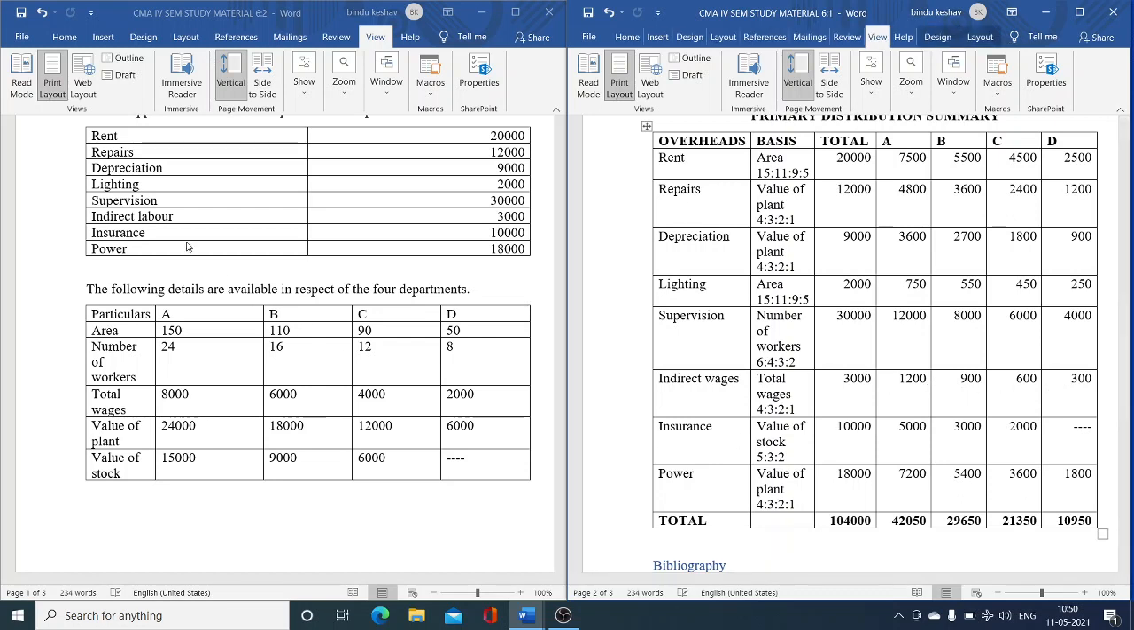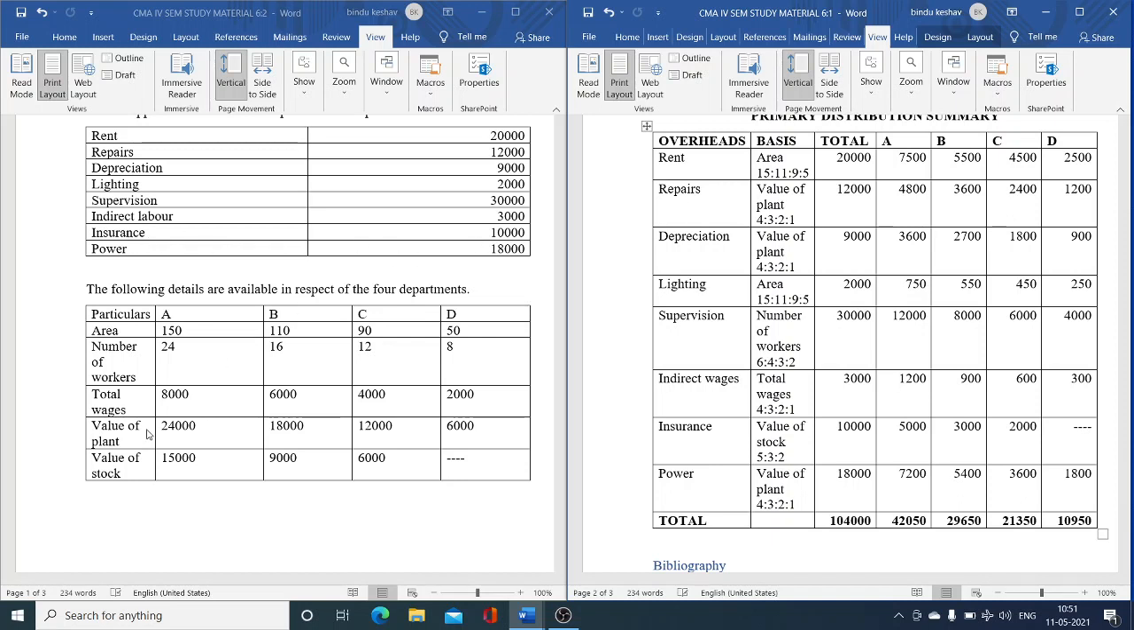The next item is insurance, 10,000. In this case, insurance may be either for the stock or for the machinery or the plant. We have information about the value of plant as well as the value of stock. Repairs and depreciation were apportioned on the basis of the value of plant, and we have this information about the value of stock. So this value of stock will be used for the purpose of insurance. In such a case, we will take it as the insurance of stock.